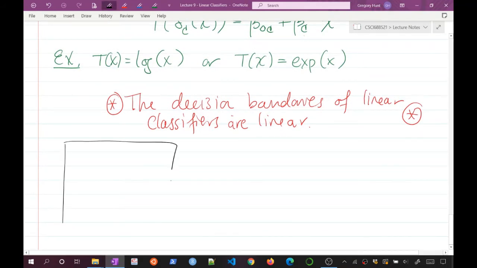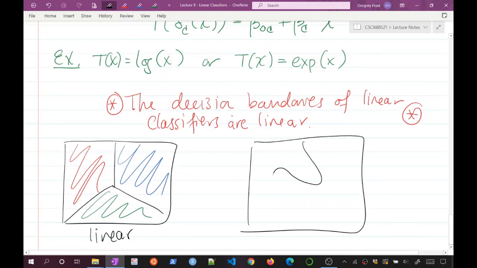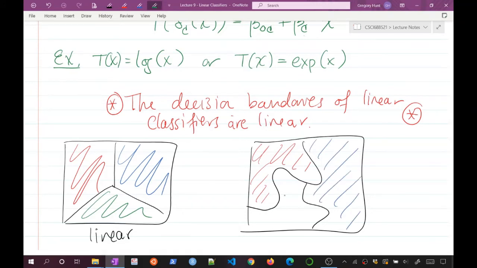So let's draw the picture. This is a linear classifier. Red predicted over here, blue predicted over here, green predicted over here. So this is linear. It's a linear classifier. I know that because its decision boundaries are linear. This is a nonlinear classifier, because in my x space, which is my square here, the decision boundaries are not linear. They're not lines. So, nonlinear.